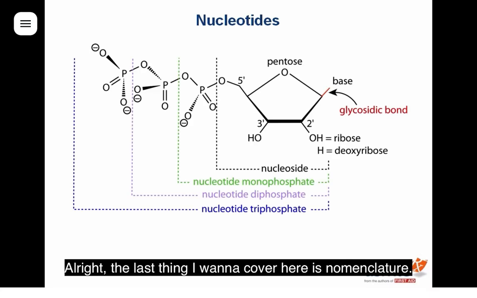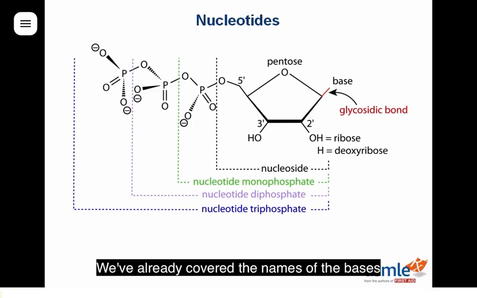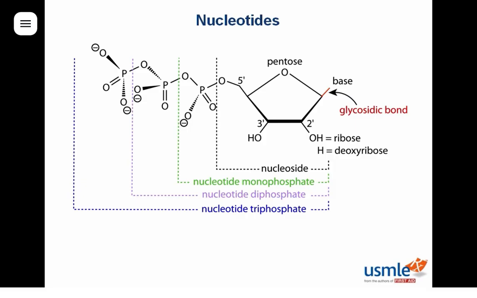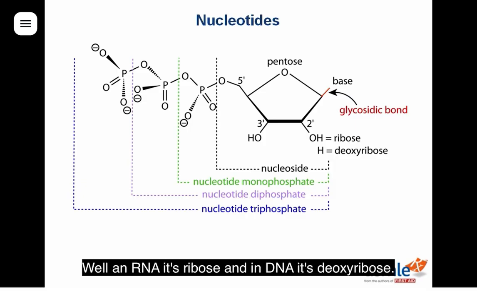Alright, the last thing I want to cover here is nomenclature. We've already covered the names of the bases, but nucleotides are more than just bases. They also need to have a sugar and a phosphate. What kind of sugar is it? Well, in RNA it's ribose, and in DNA it's deoxyribose.